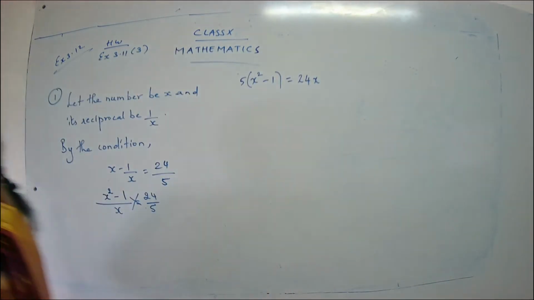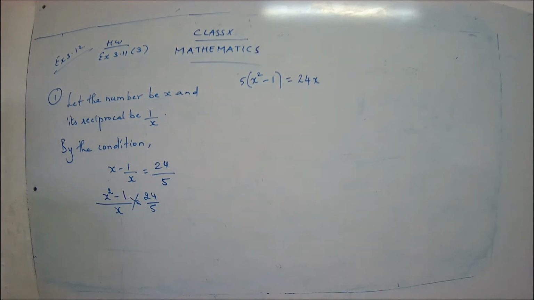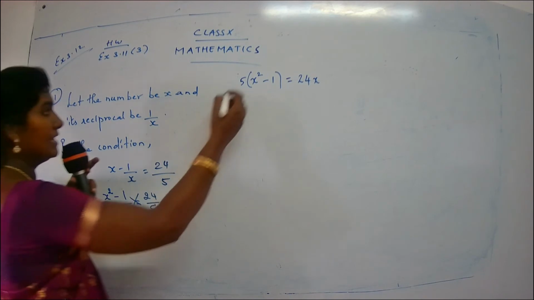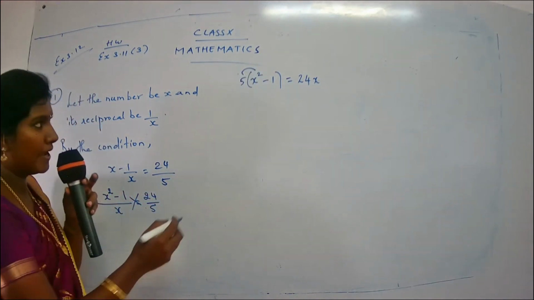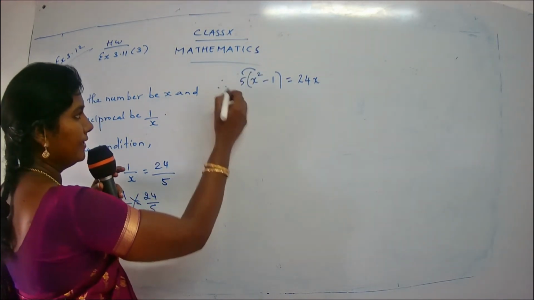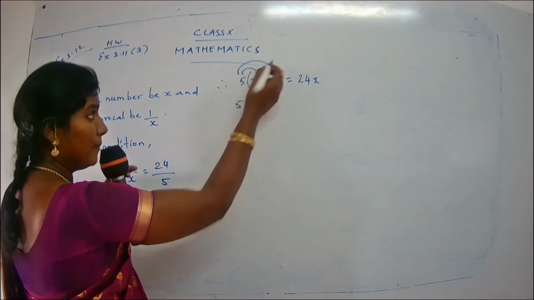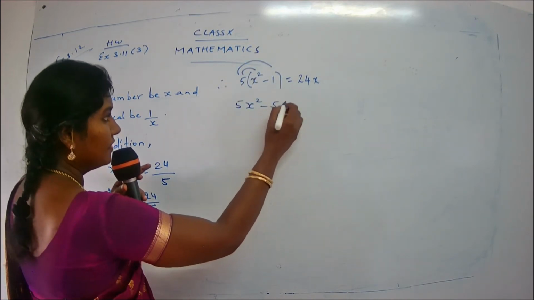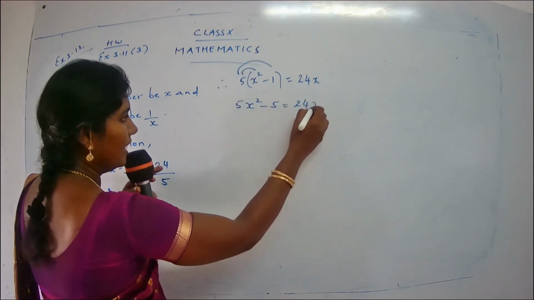Okay children, take down the step. Have you taken down the step? Okay, so let's go for the further simplification. So what do you get here? Let's open the bracket. So 5 into x square, 5x square. Okay, good. 5 into minus 1, minus 5 is equal to 24x.